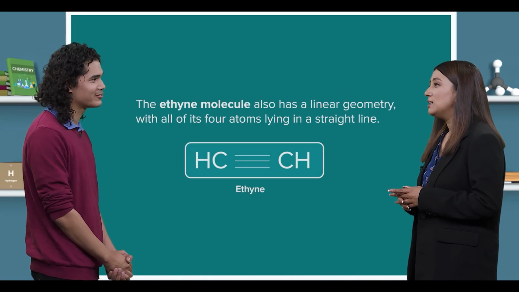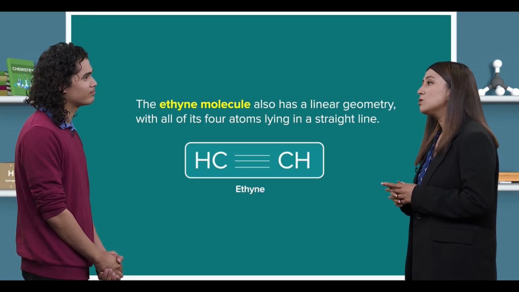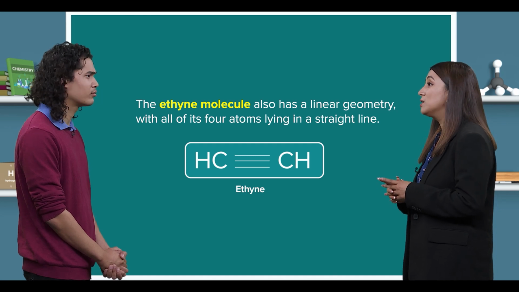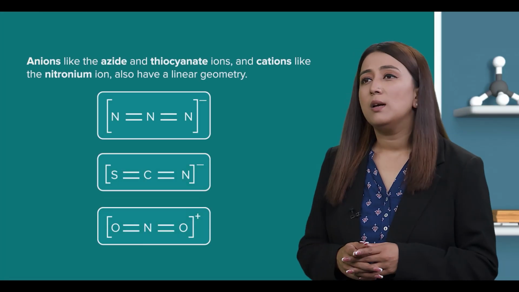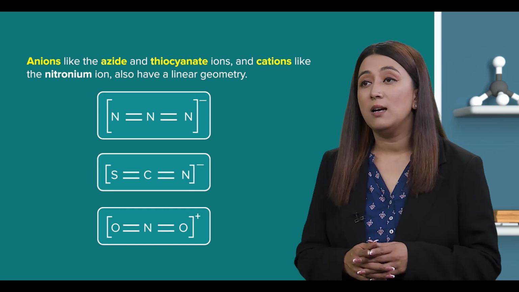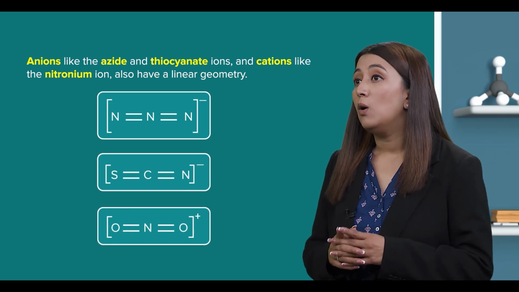Understood. Likewise, the ethyne molecule also has a linear geometry with all of its 4 atoms lying in a straight line. But what about polyatomic ions? Are there any ions having a linear geometry? Well, anions like the azide and thiocyanate ions and cations like the nitronium ion also have a linear geometry. Oh. I get how molecules with a linear geometry work now. Great.